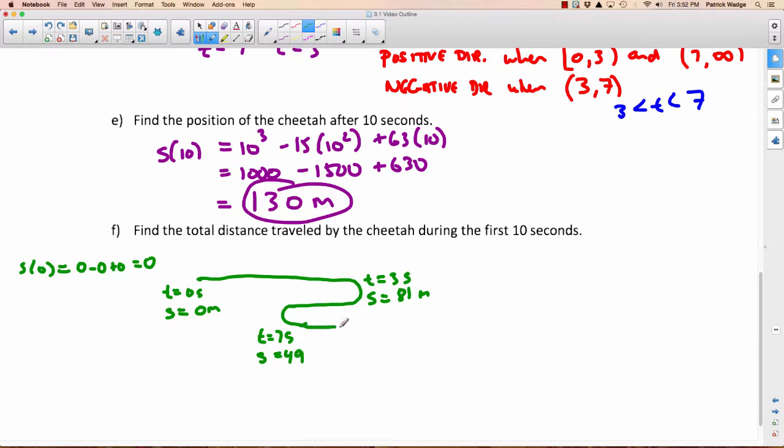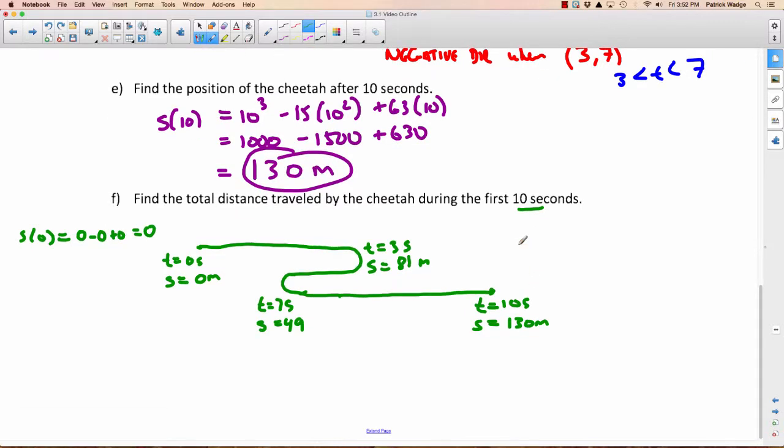Then we're continuing on out until 10 seconds. That's what we want to know, the first 10 seconds. And we said at 10 seconds, it's at 130 meters. So it's past 81, somewhere, I don't know, this is good enough. Let's just put it right there. This is when t equals 10 seconds, and our position is 130 meters. What we want to know is, what's the total distance traveled by the cheetah?